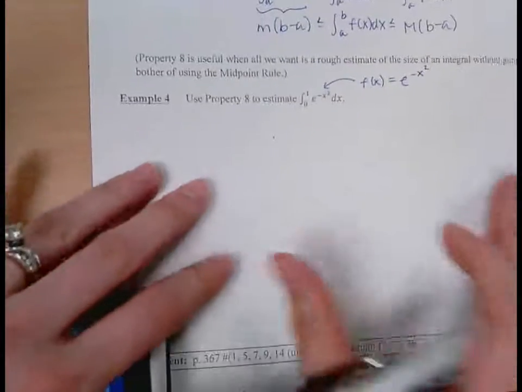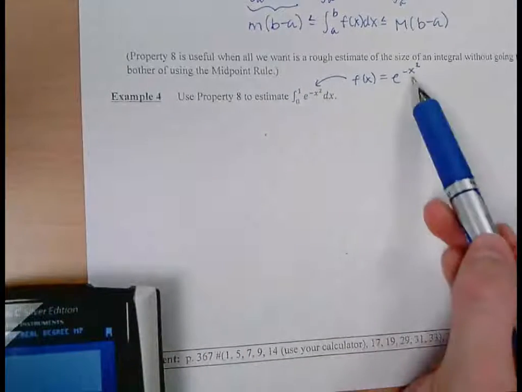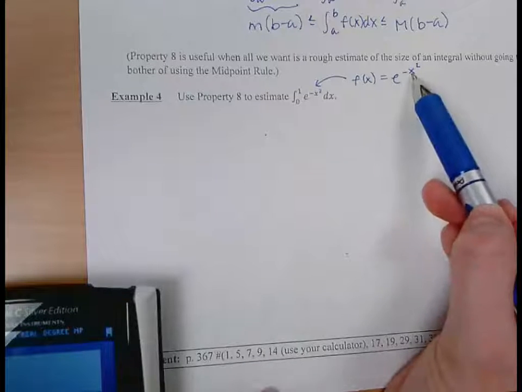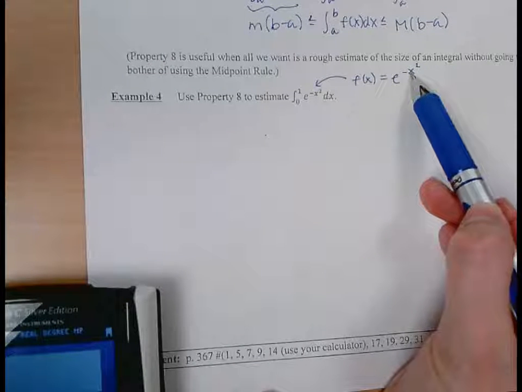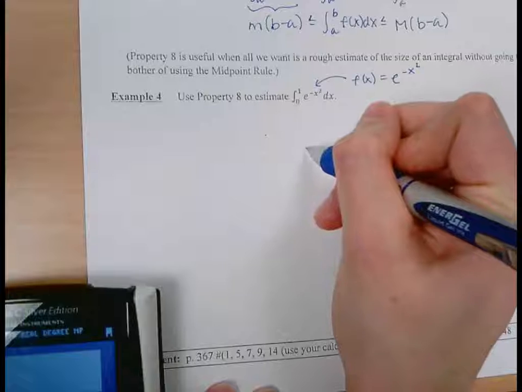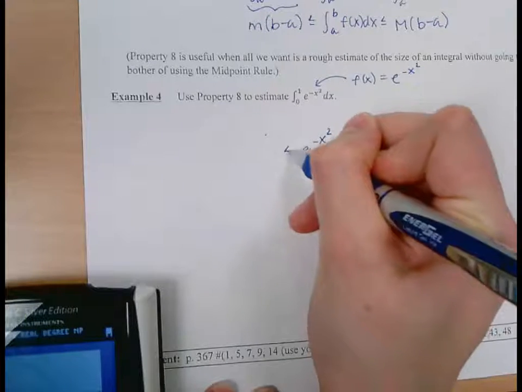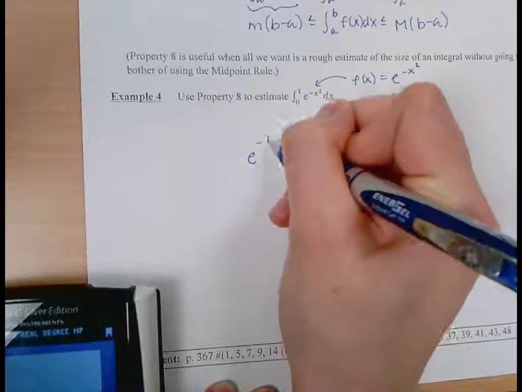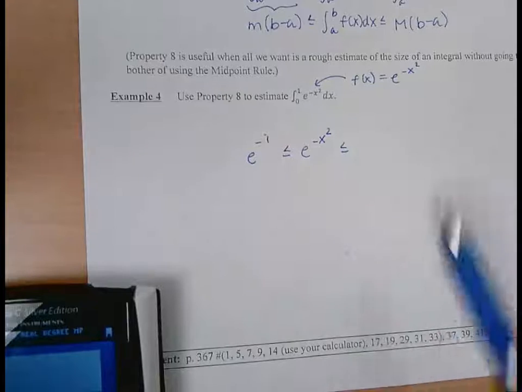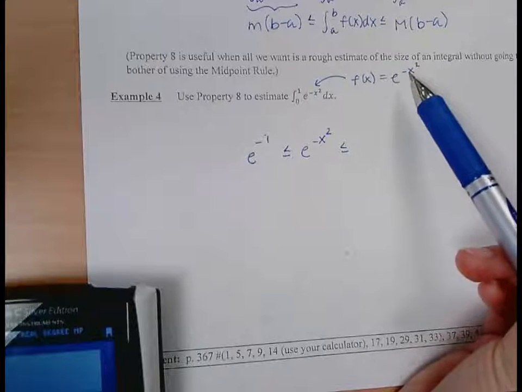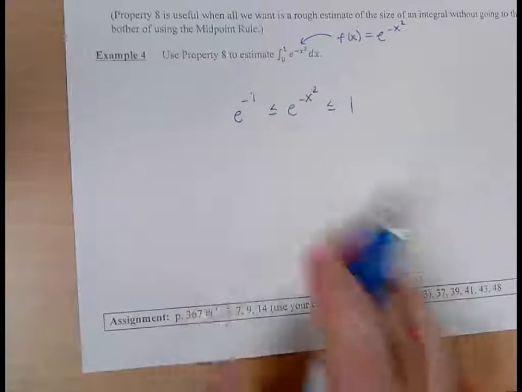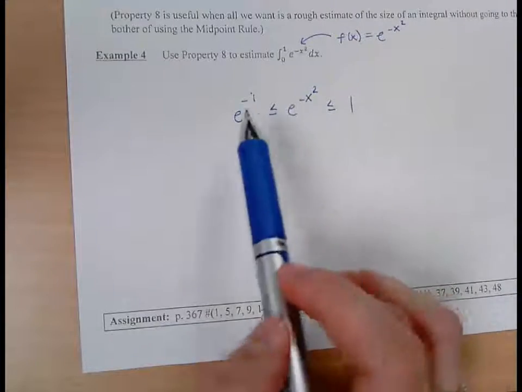So I could use my calculator to find the absolute maximum, or I could just plug in the endpoints into here. So I said the absolute minimum is when x is 1. And if I substitute 1 in for x, I would have e to the negative first. So I know right now that for e to the negative x squared, the absolute minimum is e to the negative first. And then the absolute maximum was when x was 0, and that would be e to the 0, which is 1.